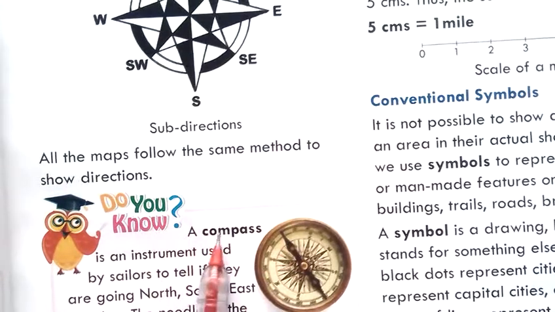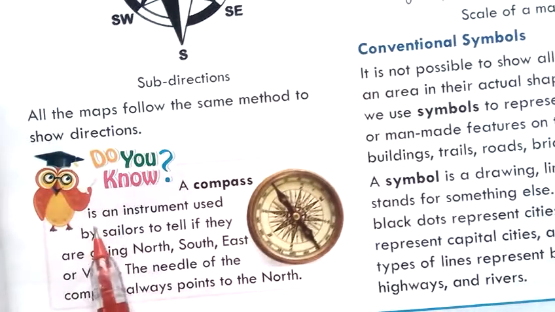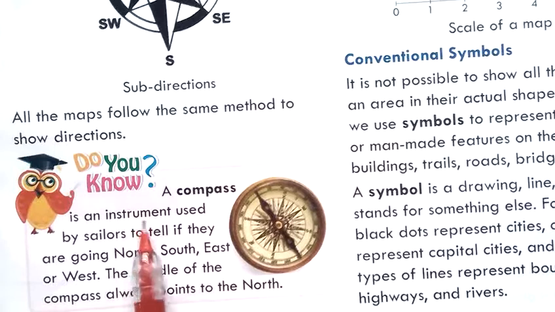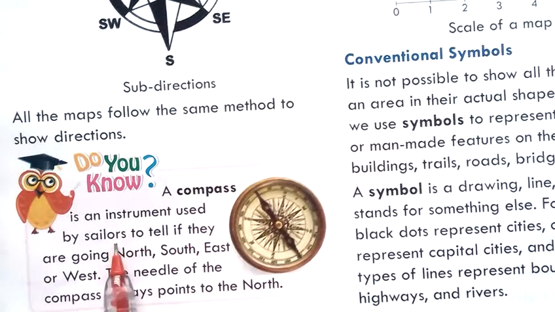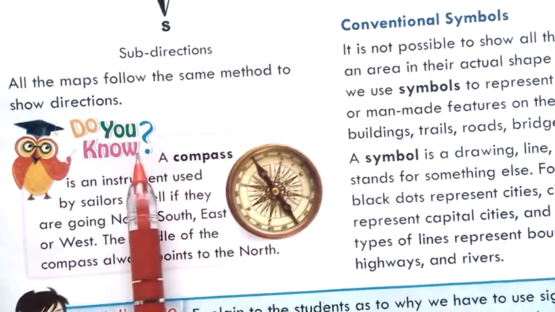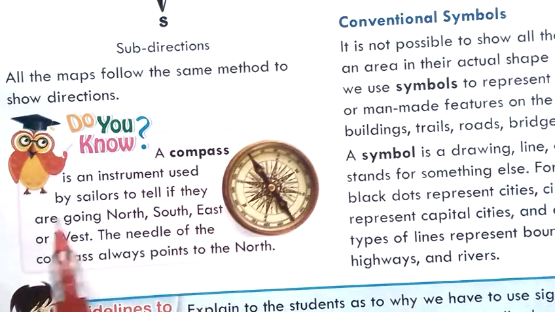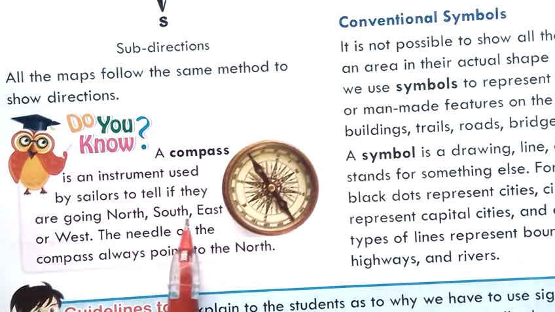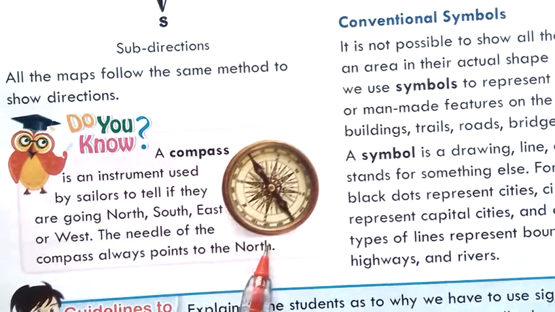Do you know, a compass is an instrument used by sailors to tell if they are going north, south, east or west. The needle of the compass always points to the north.